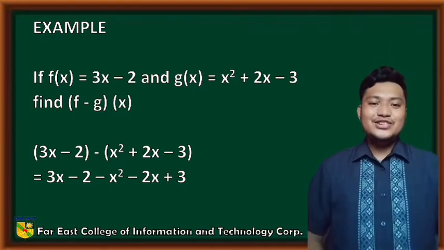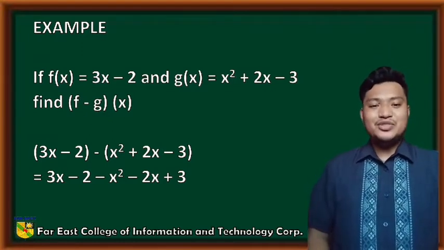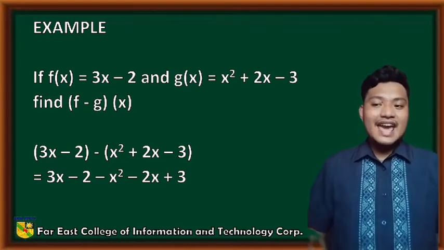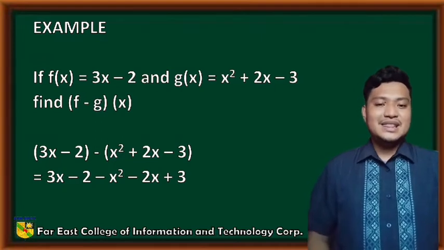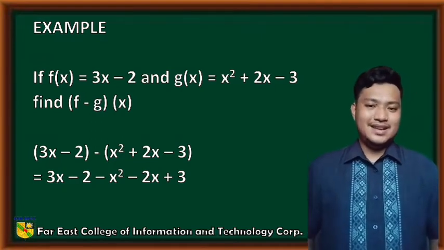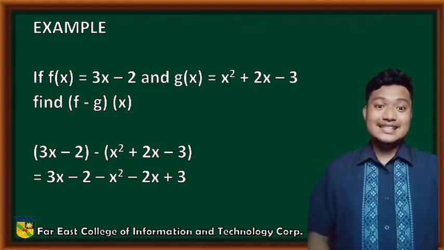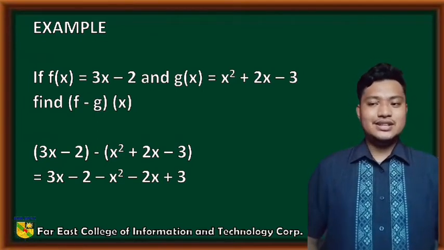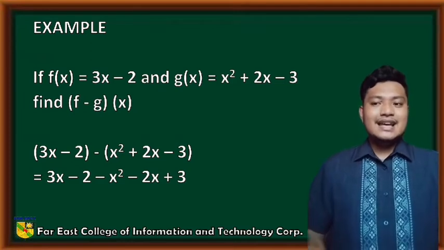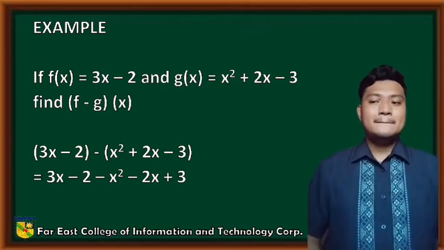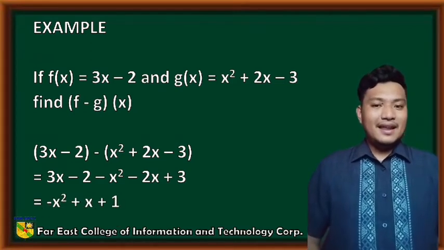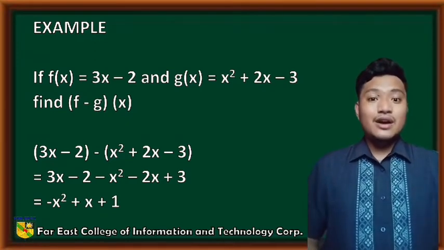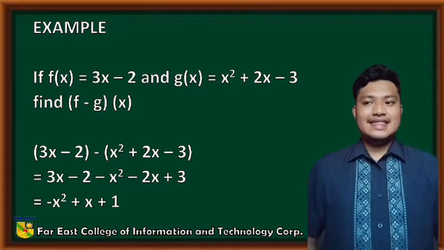After you change the sign of the subtrahend, you need to find the similar terms. 3x and negative 2x. Negative 2, positive 3. Negative x squared doesn't have a similar term, so bring down the equation. So the answer is negative x squared plus x plus 1.